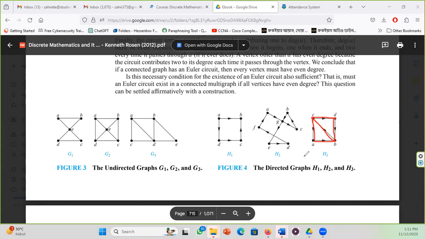Let us consider the H2. Euler circuit. So starting from point A, considering all the edges and returning back to the same point, that is called the Euler circuit. Does everyone understand? Euler path, Euler circuit. Yes sir. Any confusion?